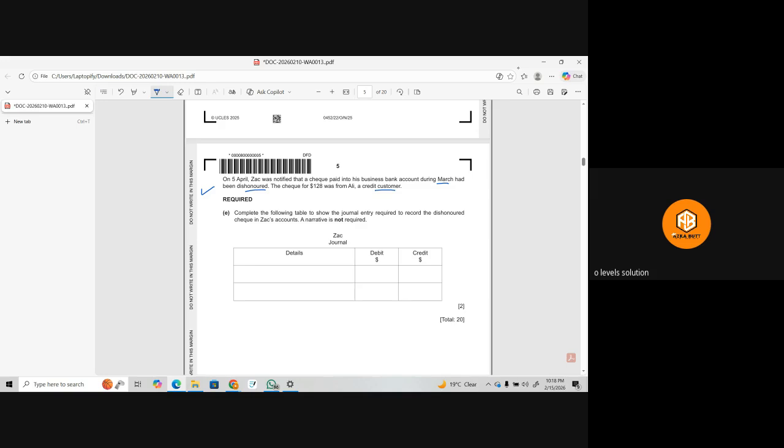So when that check has been dishonored, since Ali was your trade receivable, and we know that now Ali has to pay this $128, it means that trade receivable again increases. That's why Ali will be debited. And since you previously debited the bank, but now you have to credit the bank account with the name of dishonored check. So that is why dishonored check will be credited and Ali will be debited.